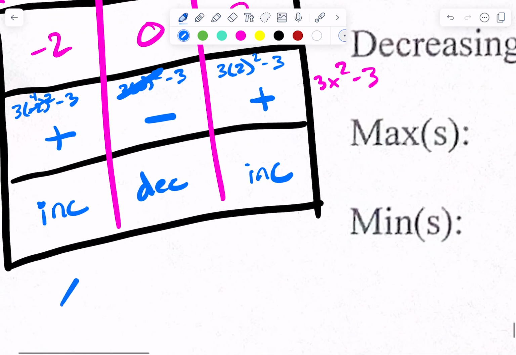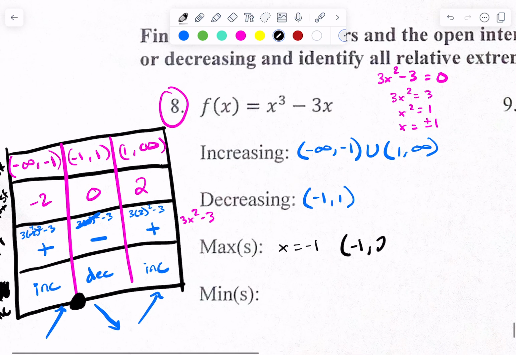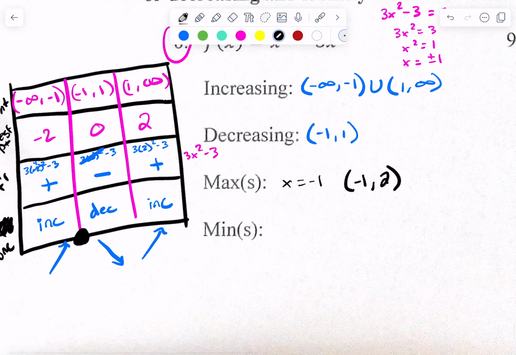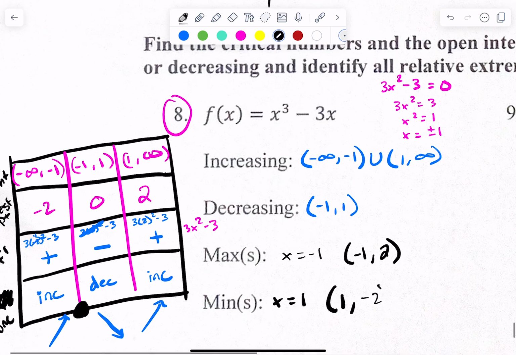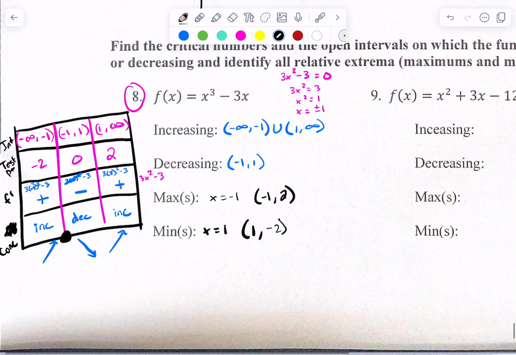Okay, maxes and mins. If he is increasing, then decreasing, then increasing, this is my visual. What's happening right here? There's a max at x equals negative 1. Did you plug it back in? If you plug it back in, it's negative 1 comma 2. He has a min at x equals positive 1, which is 1 comma, if I plug him back in, negative 2. Yeah, there we go. Okay, good?